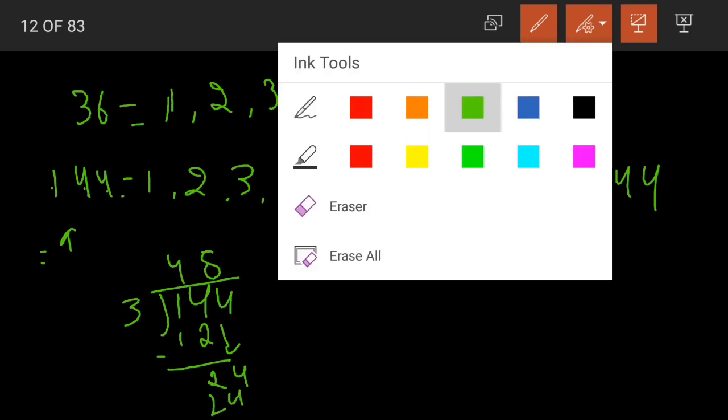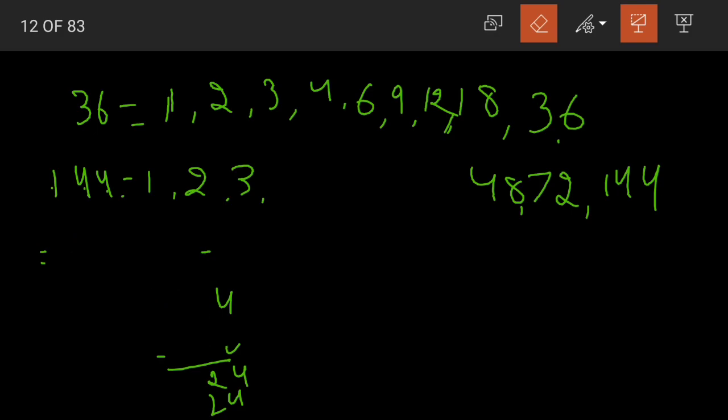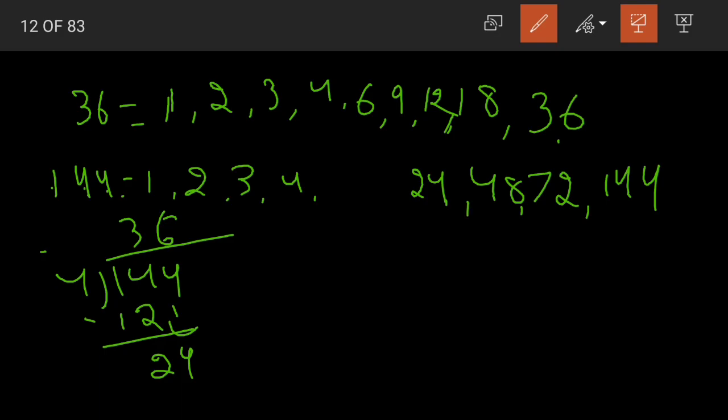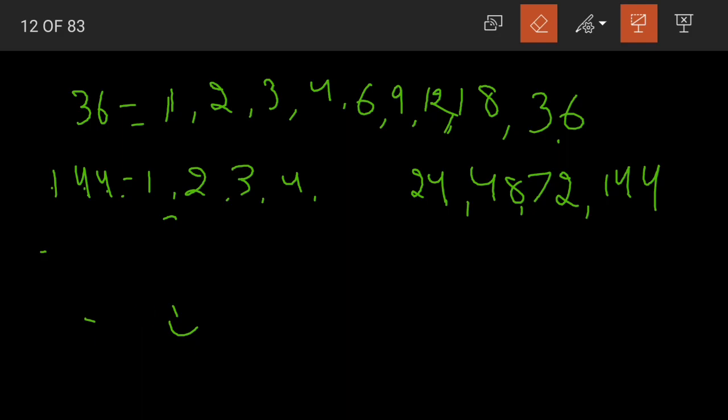Does it come in 4 table, children? Yes, it comes in 4 table. How many times? Let us check. How to check? 4 3s are 12. 2 is remaining. 4 brought down. 4 6s are 24. So 4 36s are 144. Next, does it come in 6 table? Sorry, 5 table? No. Does it come in 6 table? 6 2s are 12 and 6 4s are 24.